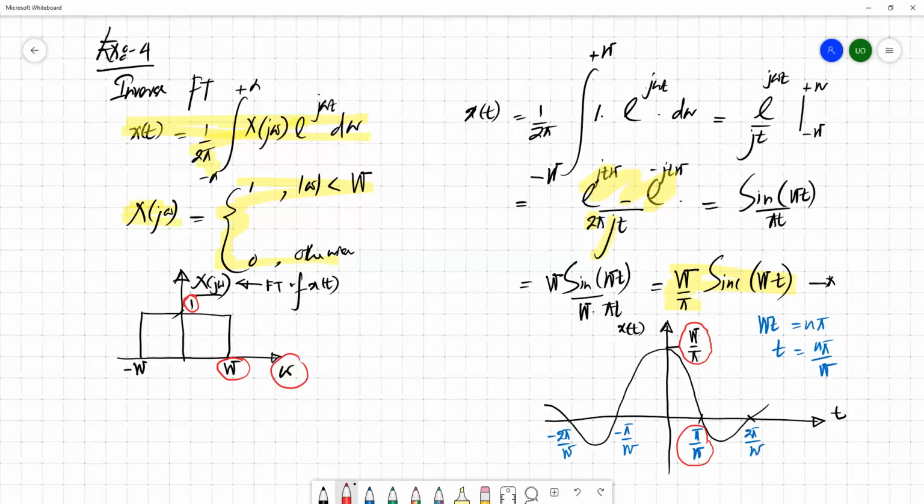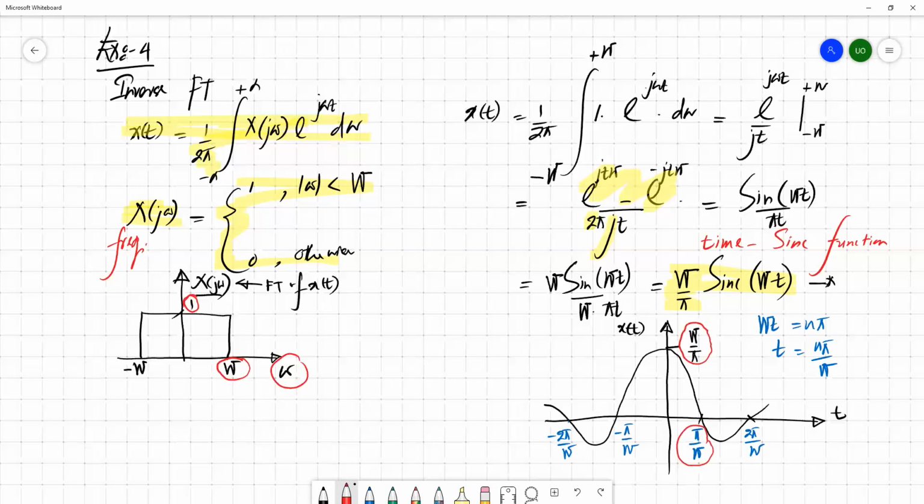So keep in mind, we have a rectangular pulse in the frequency domain. If you have a rectangular pulse in the frequency domain, the time domain representation would be a kind of sinc function. So if you have a rectangular pulse in the frequency domain, you can map that into a sinc function in the time domain.